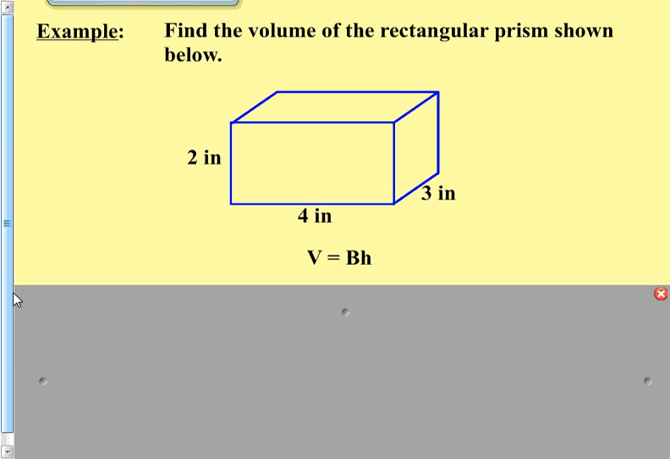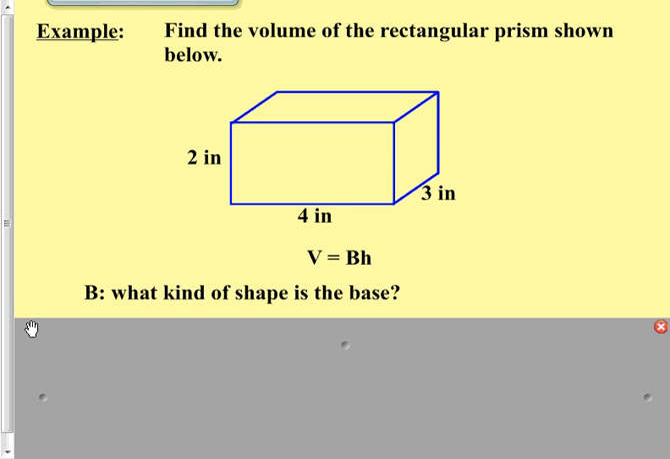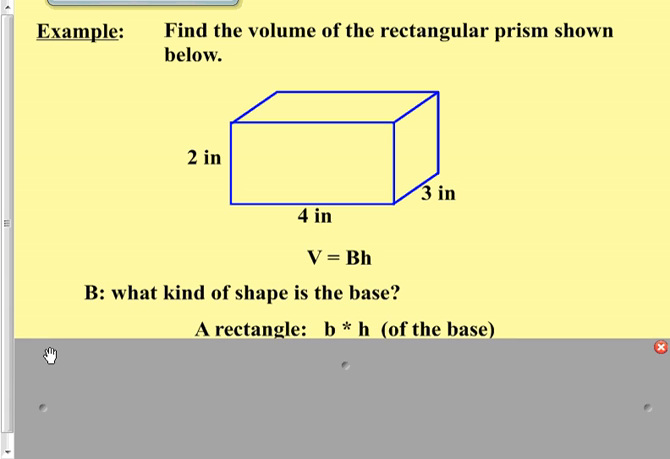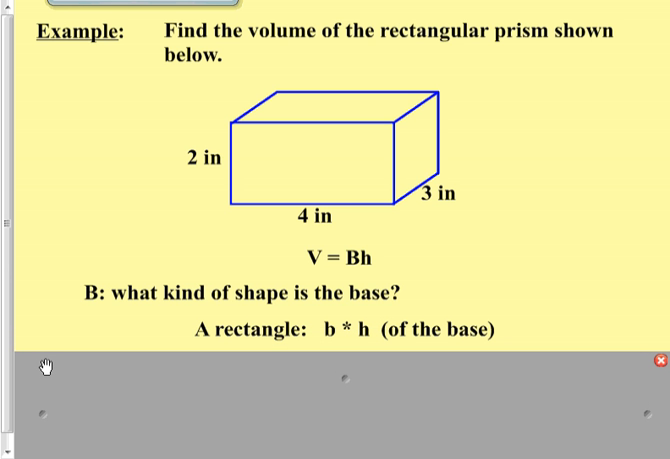Well, one of the unique things for a rectangular prism is that the base is a rectangle, so we have base times height. Now, one thing with a rectangular prism is it doesn't actually matter which side we call the base, because if you remember, the definition for bases in a prism is that bases are opposite, parallel, congruent sides, and there will be two of them.